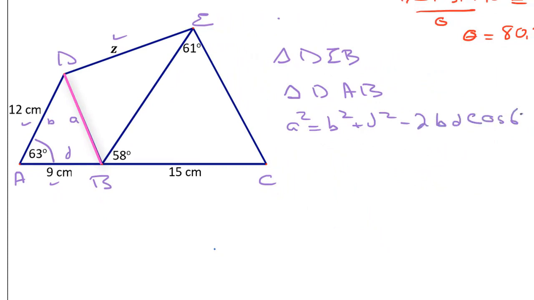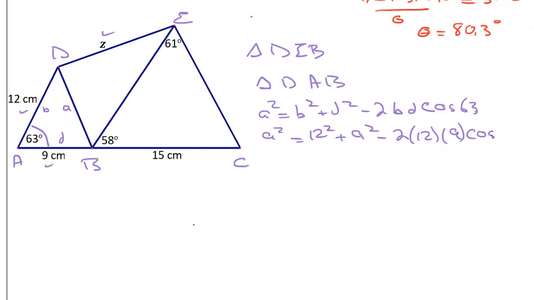A squared is going to equal B squared plus D squared minus 2BD cosine of 63 degrees. Substituting in what we know, we get B equaling 12, so it's going to be 12 squared. D is 9, so it's 9 squared, minus 2 times 12 times 9 times the cosine of 63.